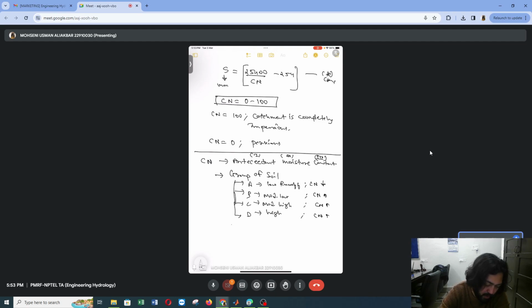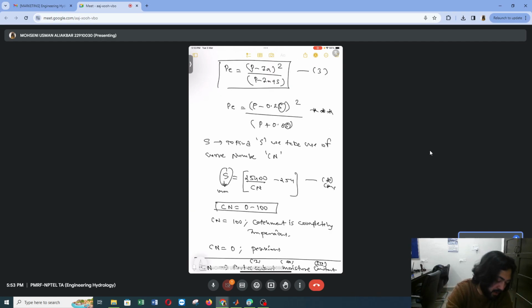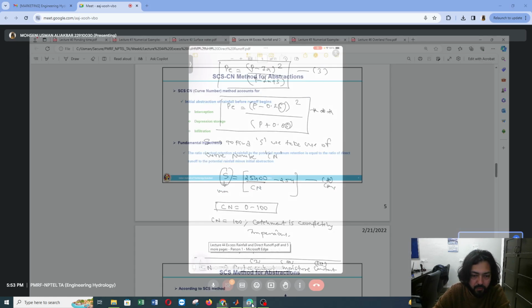So CN depends on these two things, and also on LULC. On these three things CN will depend, and we'll get the value of CN between 0 to 100, which we substitute in order to calculate the retention capacity S. Once we get S, we can calculate excess runoff P E using the equation P minus 0.2 S square divided by P plus 0.8 S. So these are the different ways to calculate excess runoff.